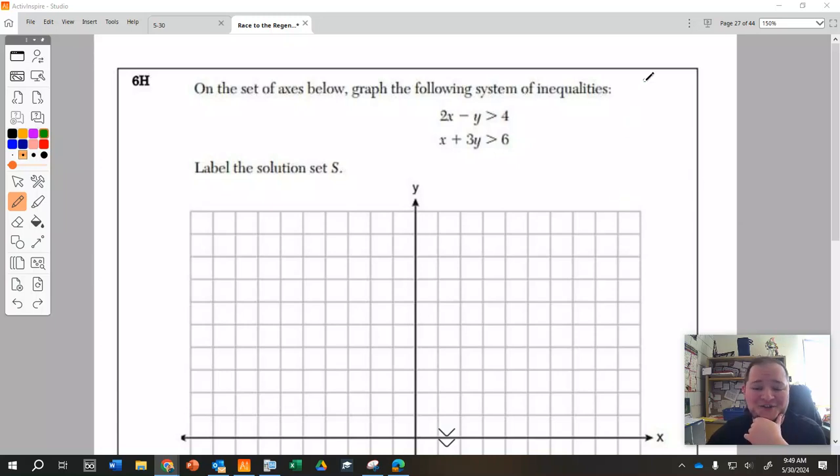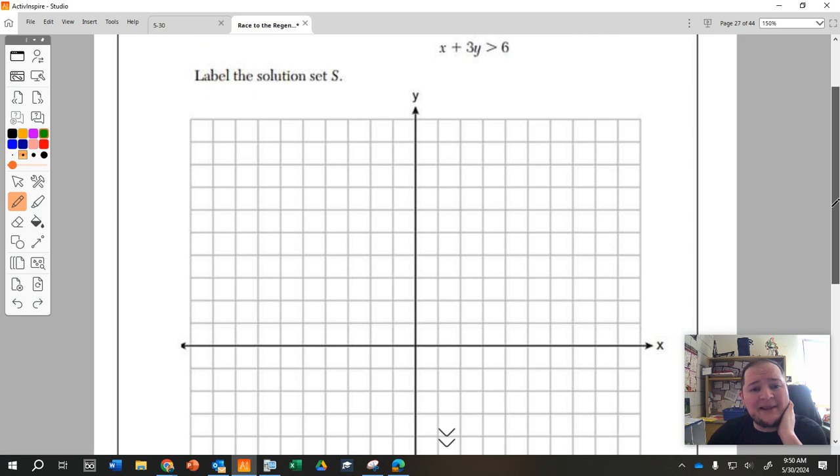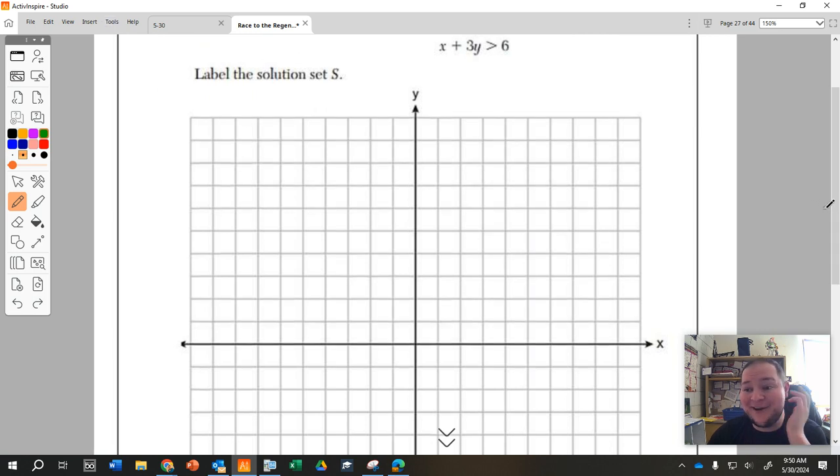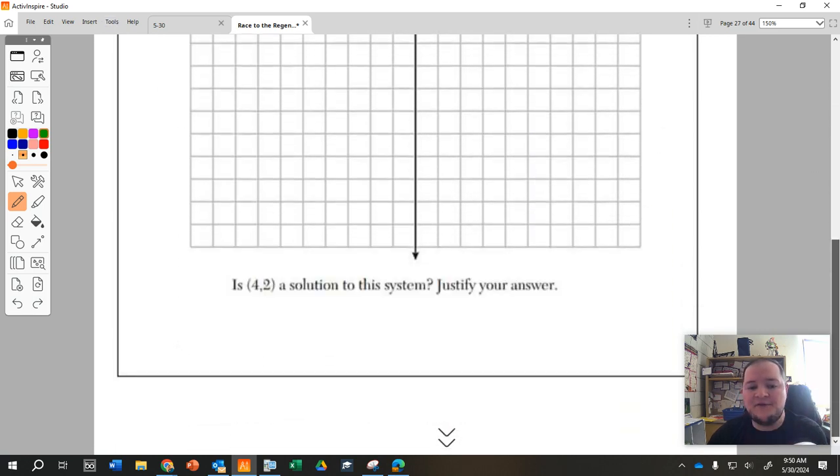Question 6H. It's a great one. Straight up, here's some things, and here's a coordinate plane. Graph them. It says on the set of axes below, graph the following system of inequalities, and then label the solution set S, like we told you they would have you do. Now, a little follow-up question at the bottom.